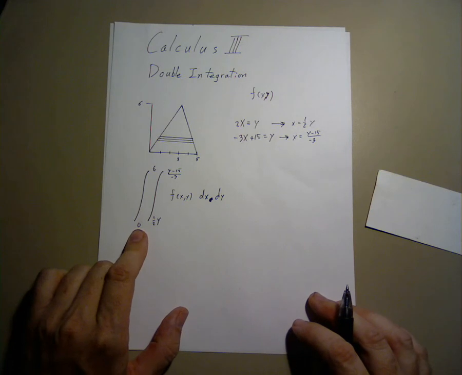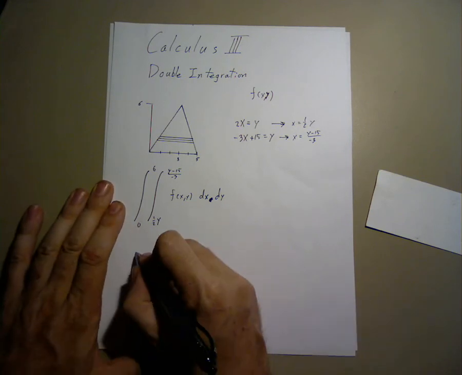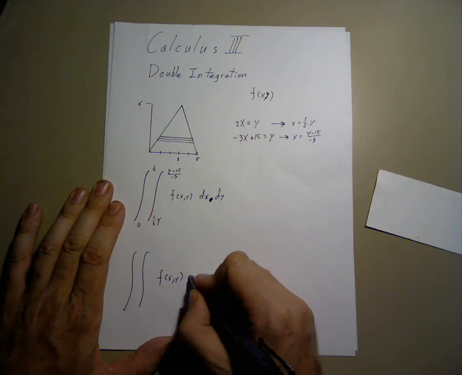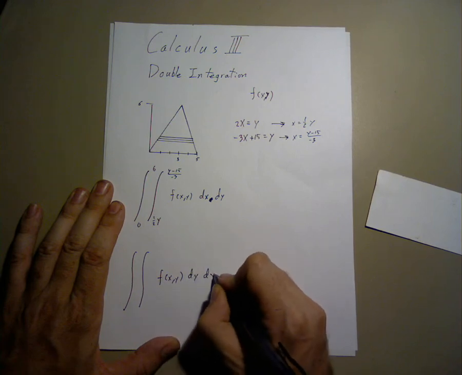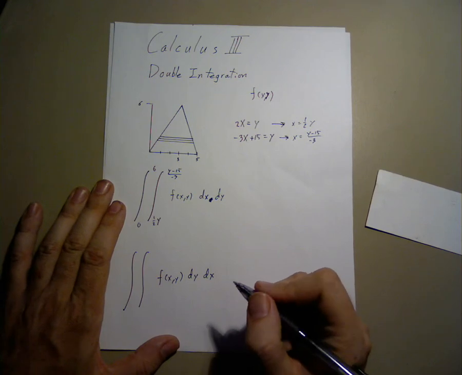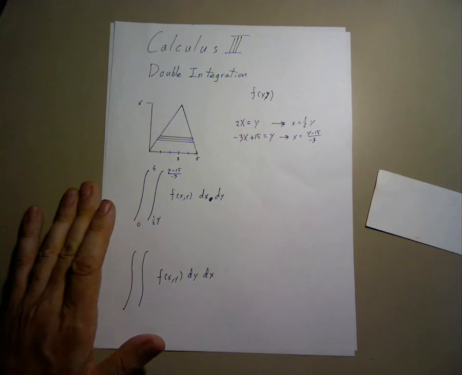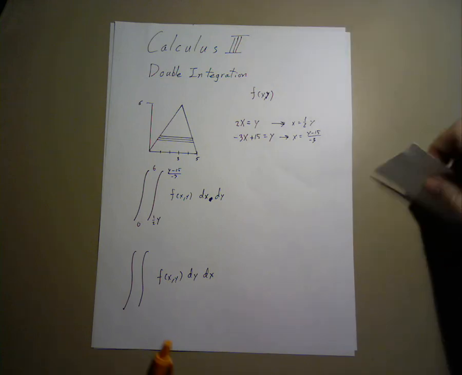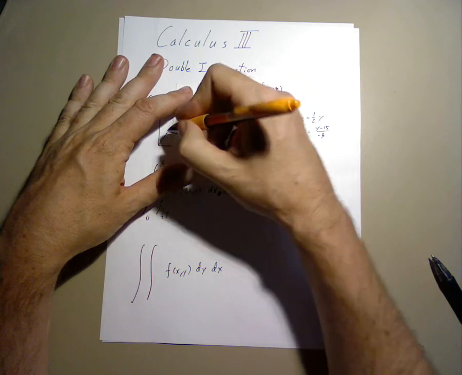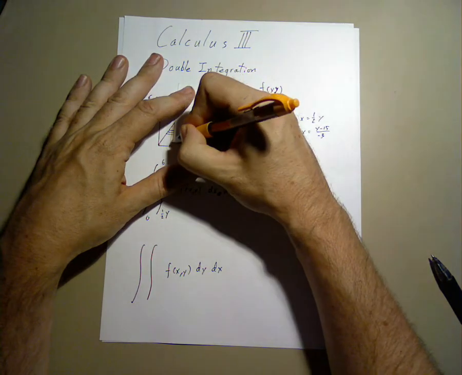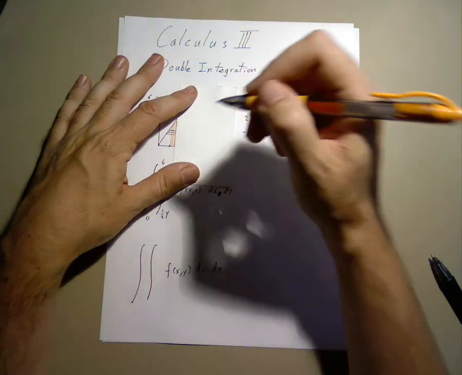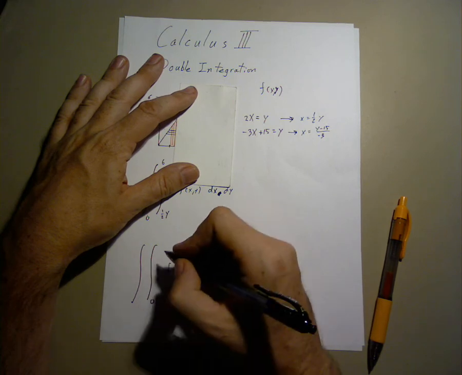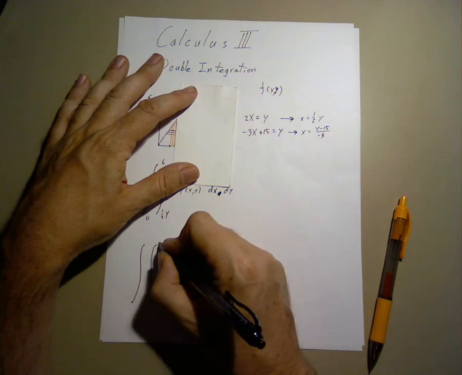We can repeat this. We can do this again in reverse order: the integral of f of x comma y, dy dx. In this case, we'll integrate a series of lines that run along here. In that case, we'll first integrate, our lower limit will be 0, and the upper limit will be 2x.